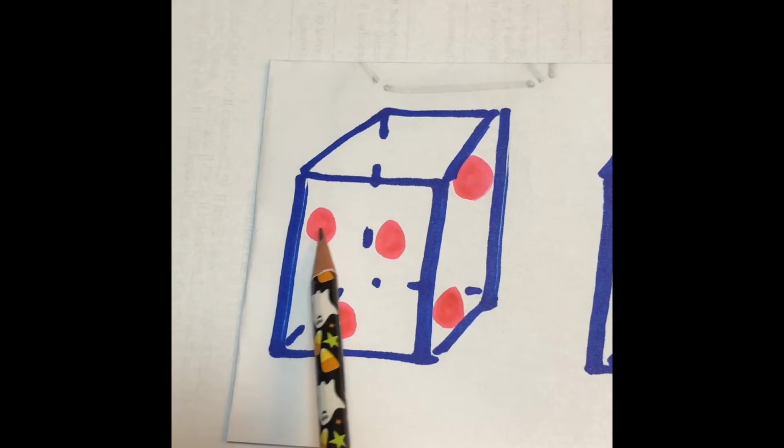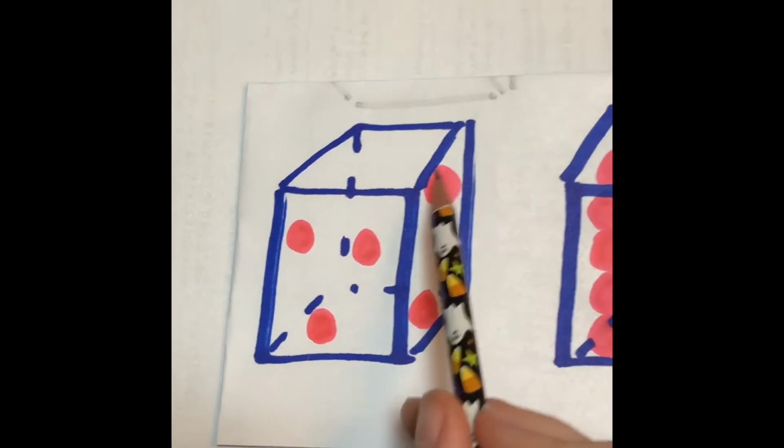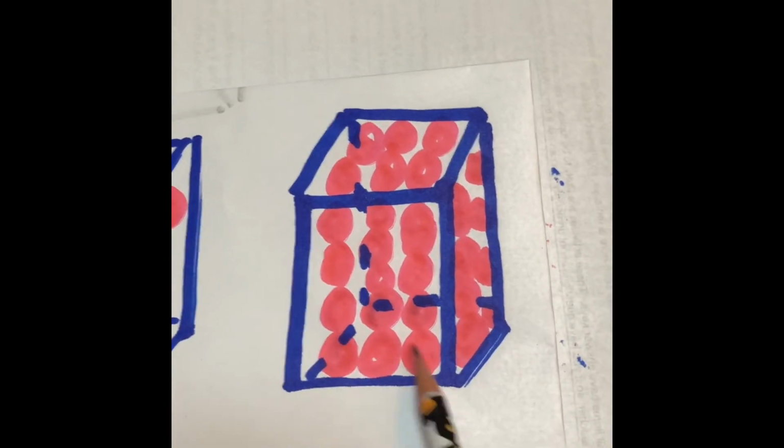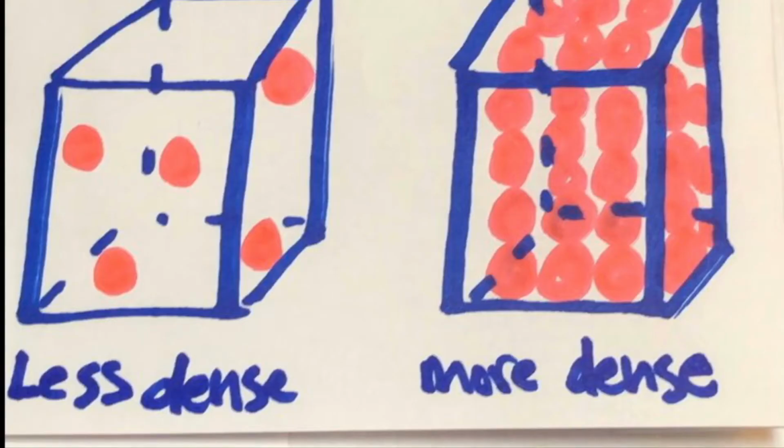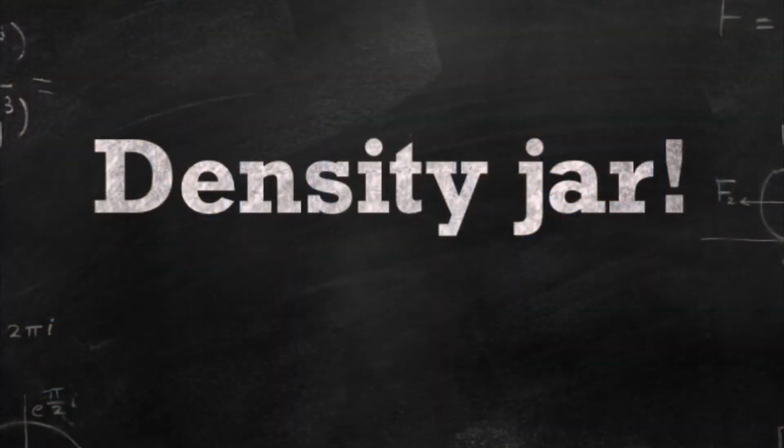Density is mass divided by volume, so if something has more particles in the same amount of volume, it's going to have a higher density. When something is less dense, it will float on something that's more dense. We're going to look at that in this activity today.